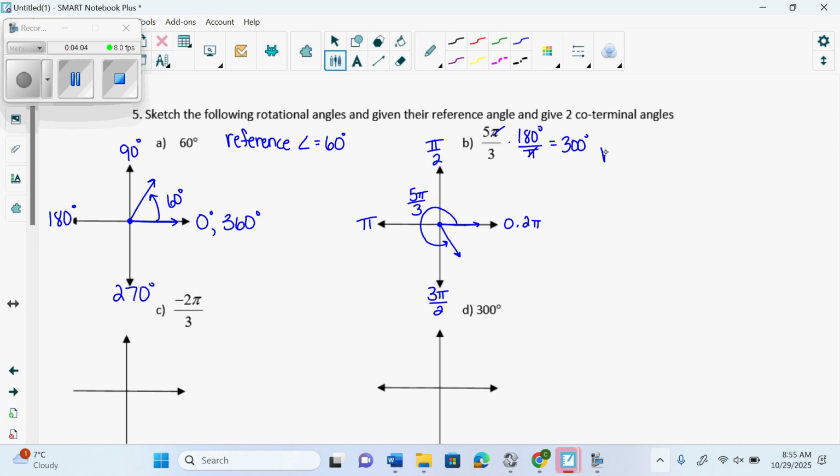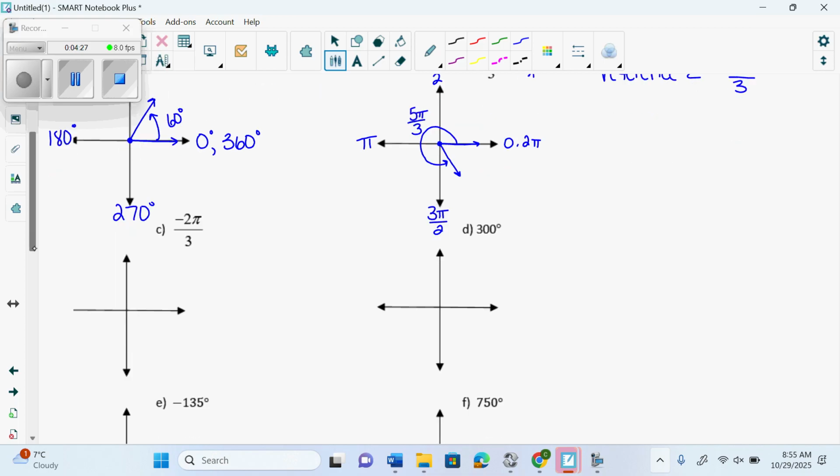so reference angle. The greatest thing about radian measure is the reference angle is pi over whatever the heck the denominator was, it's 3, which is 60 degrees. So radian reference angles are really easy. Pi over whatever the denominator is. There's your one highlight. Okay, here we have negative 2 pi over 3. Even if I don't draw it, what's my reference angle?